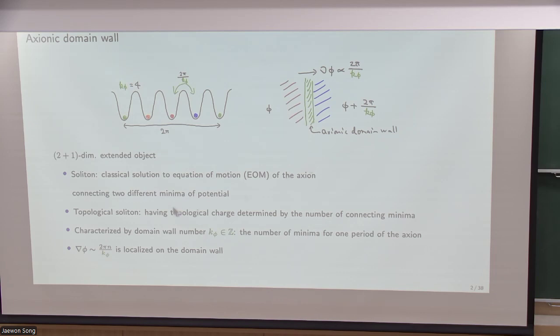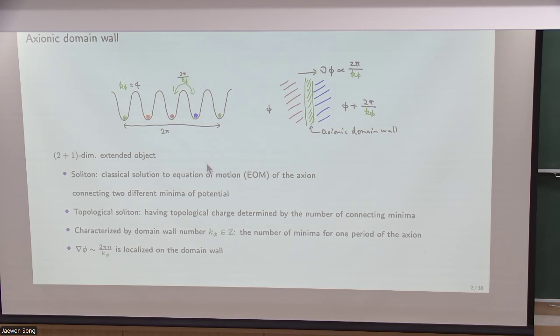Okay, and it can be a topological soliton, which can have a topological charge determined by the number of connecting vacua. For example, this axionic domain wall has a topological charge 1 because it connects this minima and this minima. So the number of connecting minima is 1. If there is an axionic domain wall connecting this minima and this minima, the domain wall topological number is 1 and 2.